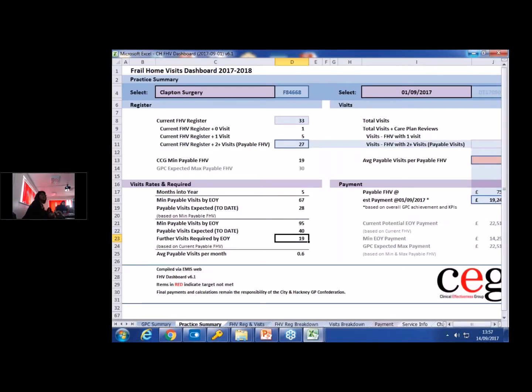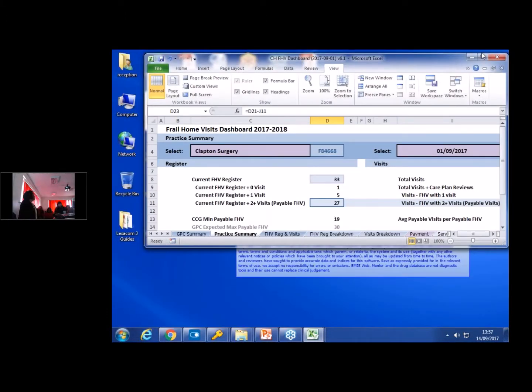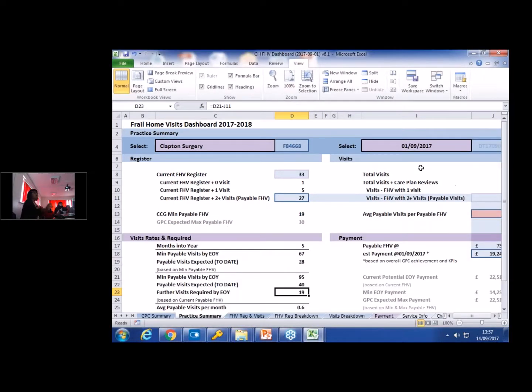The Frail Home Visits dashboard is useful because you can see the number of visits on your searches. Again, you can use the drop-down menus on the practice summary page to choose your practice. This section on the left shows your register. 33 is the current Frail Home Visits register for this particular practice. But what's important for this service is Frail Home Visits registered with 2+ visits.